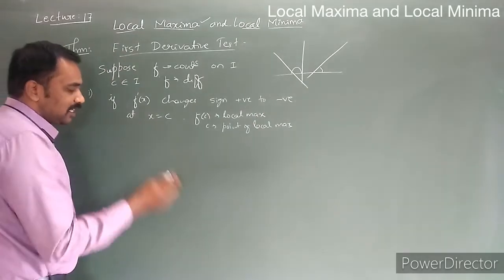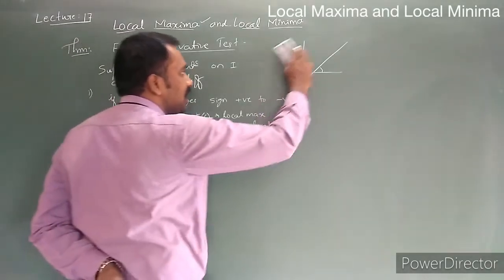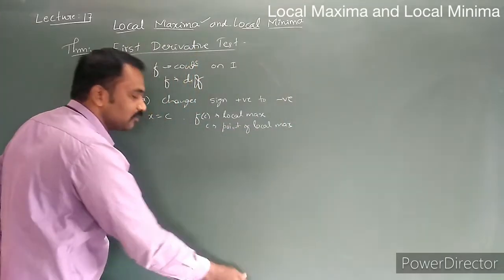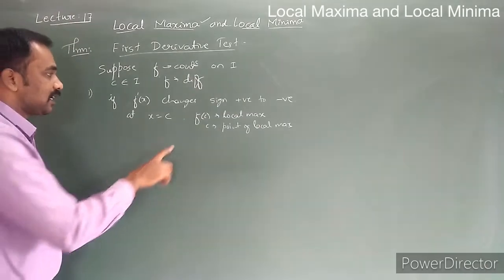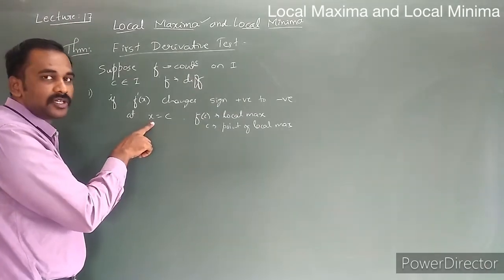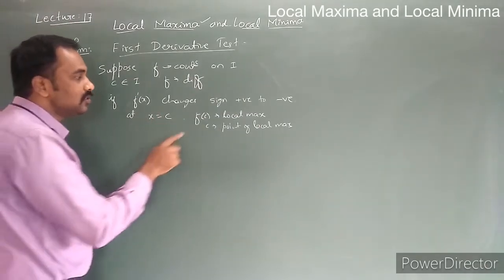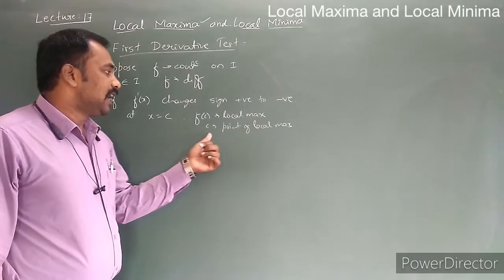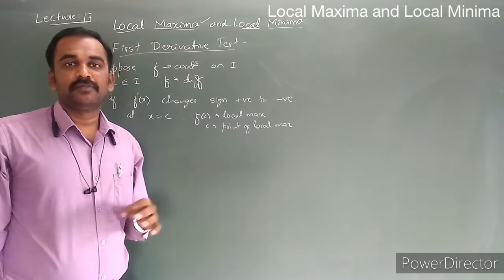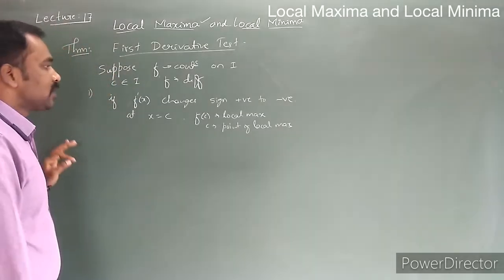Now, the slope of the tangent changes its direction from positive to negative. In that case, very close to c or at x equal to c, f of c is said to be a local maxima and c is said to be a point of local maxima.